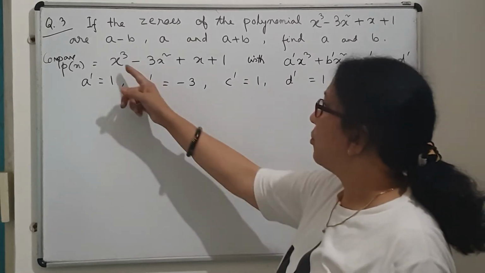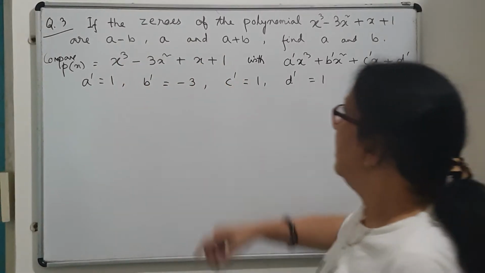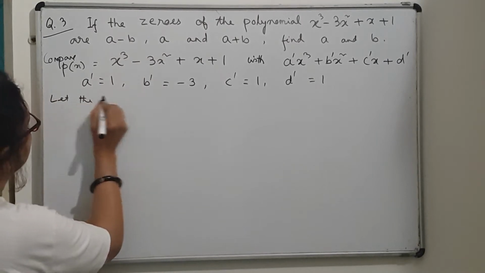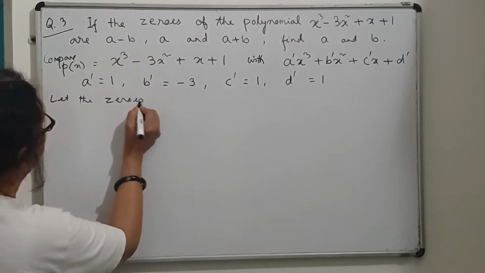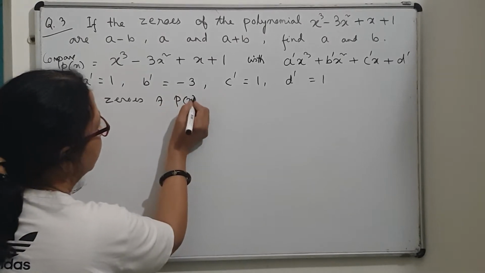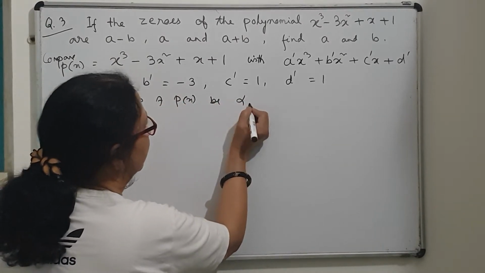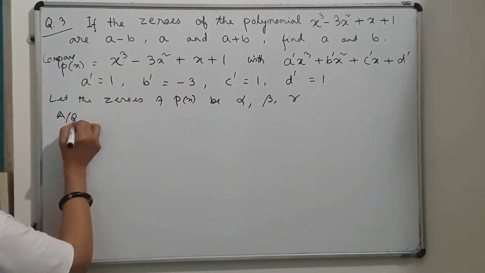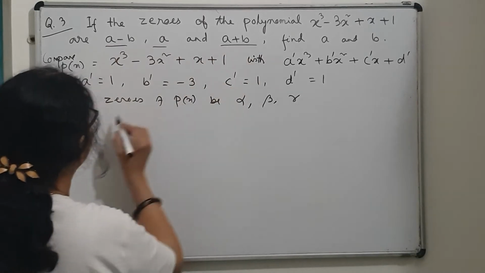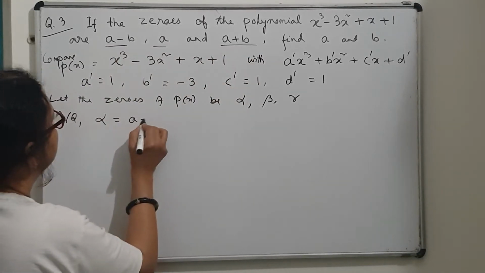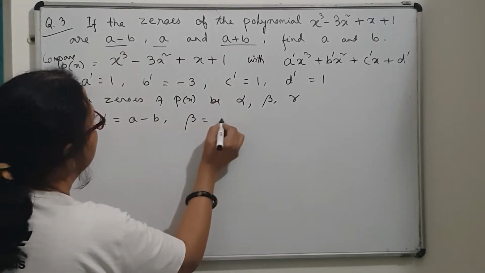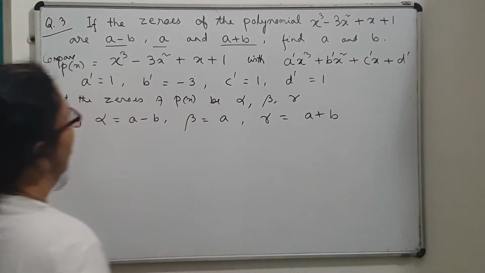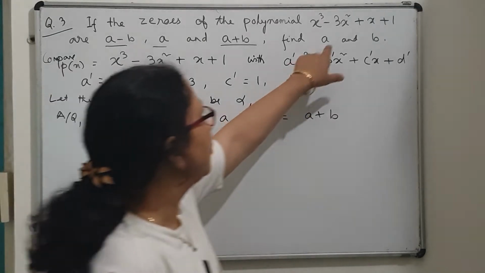That is the first thing we have: find out the values of the coefficients of the polynomial. And let the zeros of p(x) be alpha, beta, gamma. According to the question, these are the zeros given. So alpha is equal to a minus b, beta is equal to a, and gamma is equal to a plus b. Now we have to find the values of a and b.